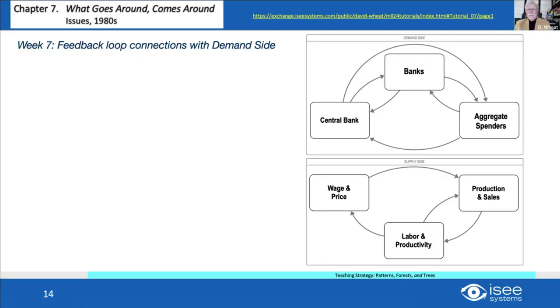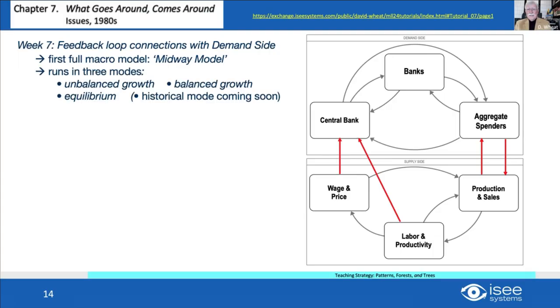And then in week 7, I tie all the supply side submodels together, and we can simulate that. But I go further and create a fairly simple demand side, which is not the full MacroLab Lite demand side yet, but I call that the midway model. And you can see the red links there is where the 2 sides are tied together. And you can play with this model online. You can see the link up at the top.